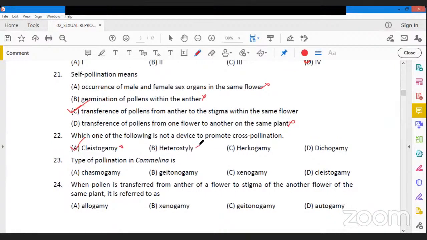Heterostyly, what do you mean by heterostyly? The anther and the stigma are found in different localities, or they're not placed in such conditions where self-pollination will take place. Next one is hercogamy. In hercogamy, there is a physical barrier. Dicogamy, so they will mature at different times. So cleistogamy is the correct answer. In cleistogamy, the pollination will take place even before the flower opens up.